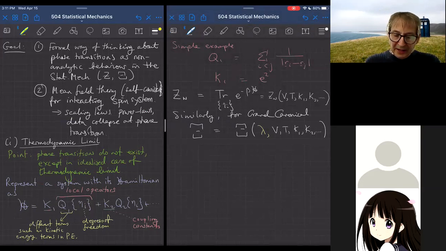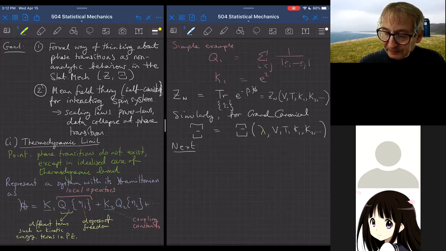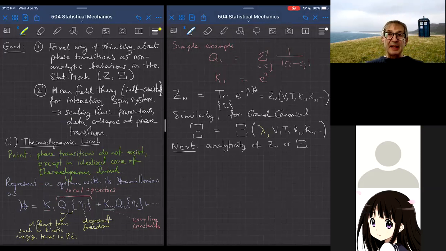Now, what we're going to look at then is the analyticity of these functions. And when I say analyticity, I mean in the sense of complex variables. So we're going to be basically doing complex analysis now on top of statistical mechanics. So the thing that I want to start off with is a definition of a phase boundary.